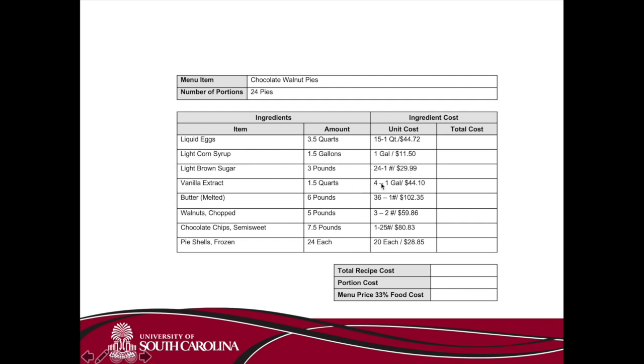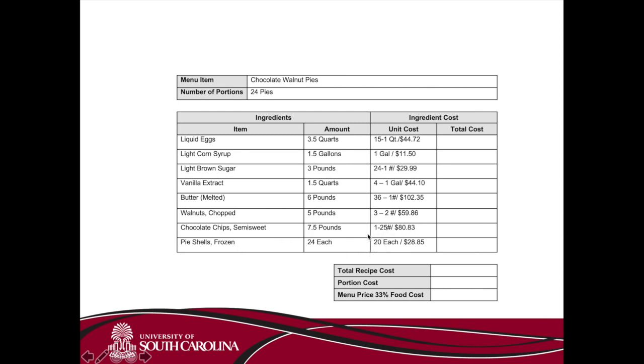Our vanilla extract, 4 1-gallon containers, $44.10. Same for our melted butter. We buy 36 pounds of butter, so 36 1-pound blocks. It's $102. Our walnuts, we buy 3 2-pound bags. That's what comes in a case, so it's $59.86. Our chocolate chips is a 25-pound bag for $80.83.